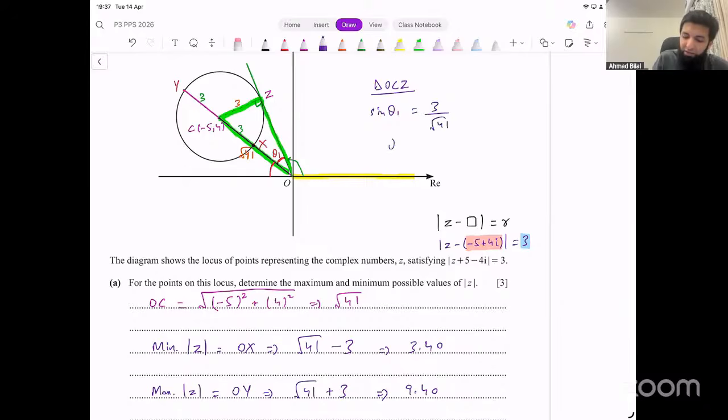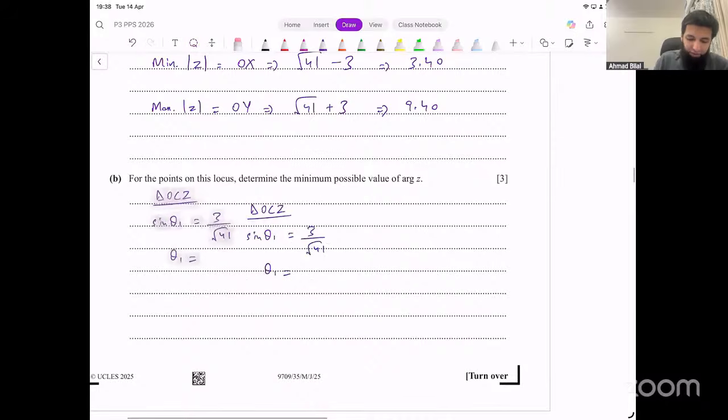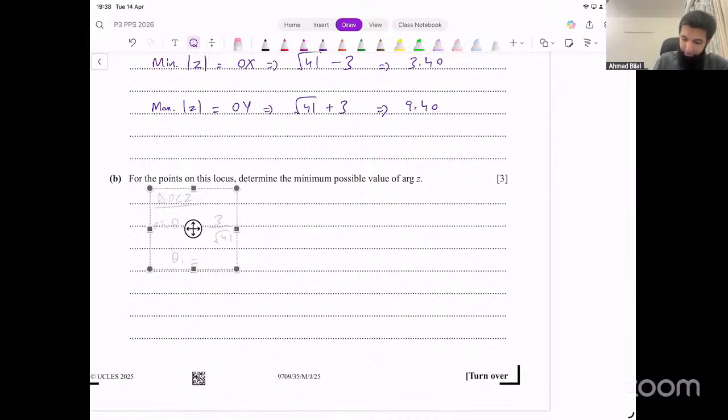And that will give you the value for θ1. You can see what that is. What's the value of θ1 that we get? Make sure your calculator is in radian mode for this. This is one thing that we wanted to find out.